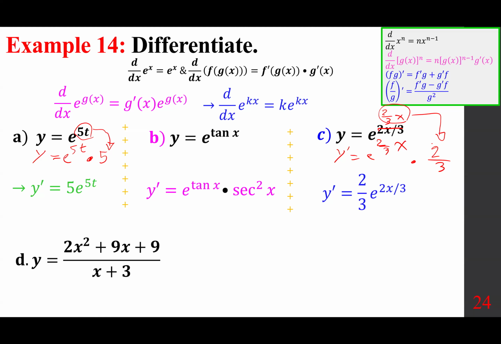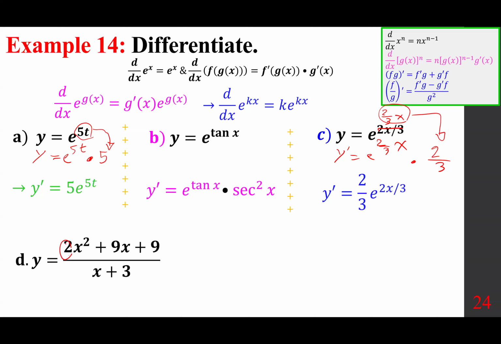Y equals (2x squared plus 9x plus 9) over (x plus 3). We want to differentiate this. Anytime you have a fractional format, in this case, more specifically, a rational function, you ask yourself, can I simplify? Can I put it in its lowest terms? And in this case, the answer is yes.